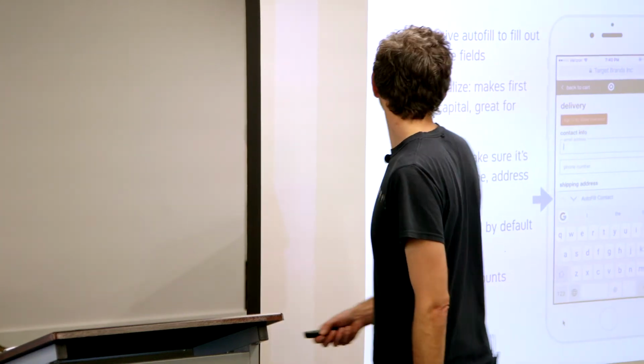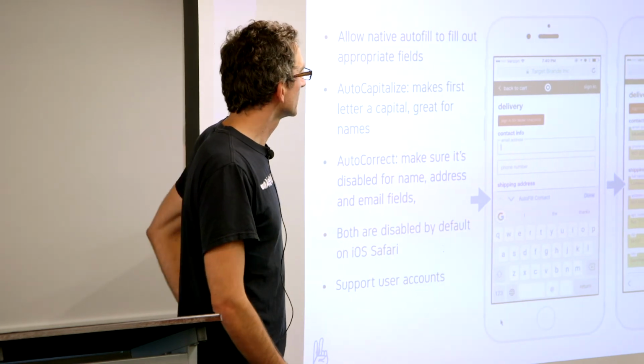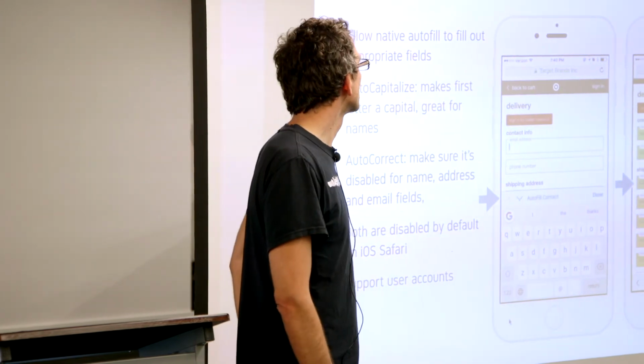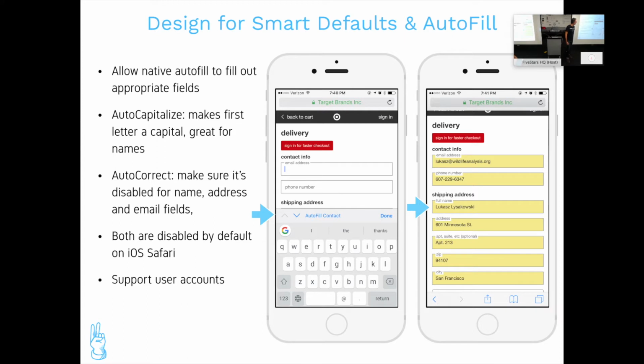Okay. So again, you want to leverage the native inputs. Out of the box, there are some positive features. A couple things you want to do to streamline the process for a user is to allow native autofill to fill out appropriate fields. Here, where you click an email address, Safari will ask, do you want to autofill the contact? You want to make sure that action is enabled, because the less input the user has to do, the easier you're making it for them.